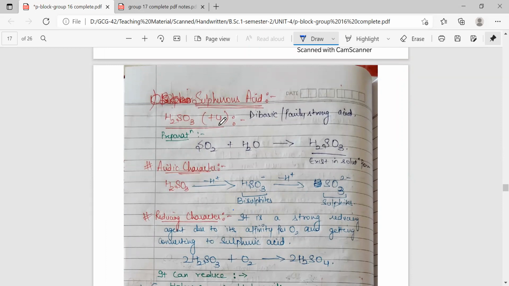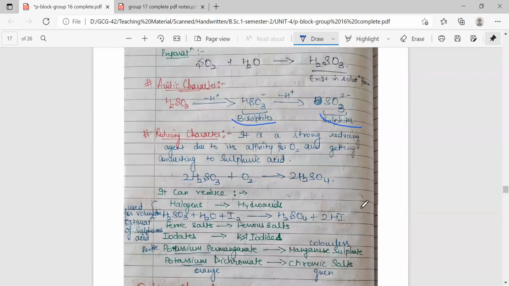First one is sulfurous acid. Formula is H2SO3. Oxidation state of sulfur is +4. It is dibasic. It is a fairly strong acid. It can be prepared from its anhydride, that is sulfur dioxide. By treating it with water, we'll get sulfurous acid. Its acidic character has been shown here. It is a dibasic acid. Firstly, it will give us bisulfite, then it will give us sulfite.